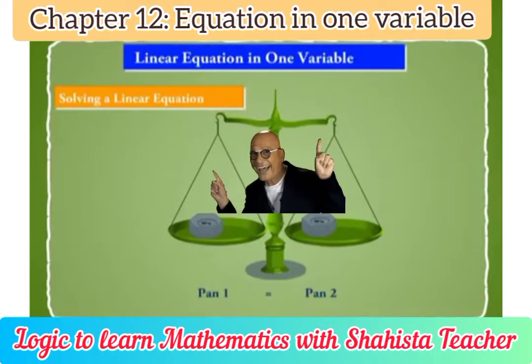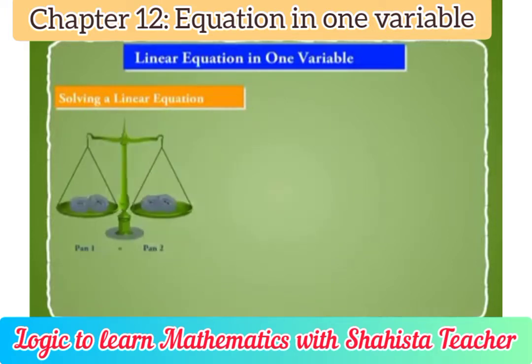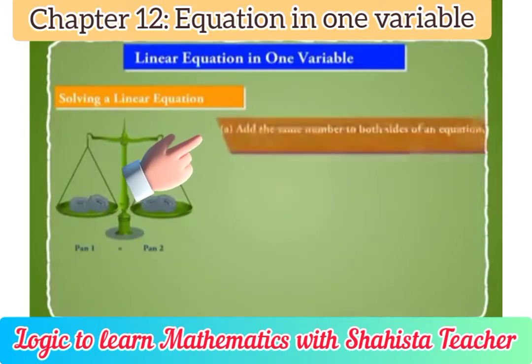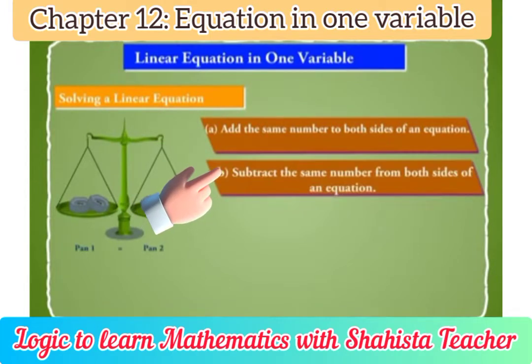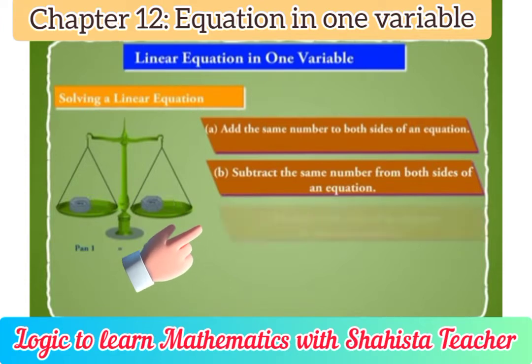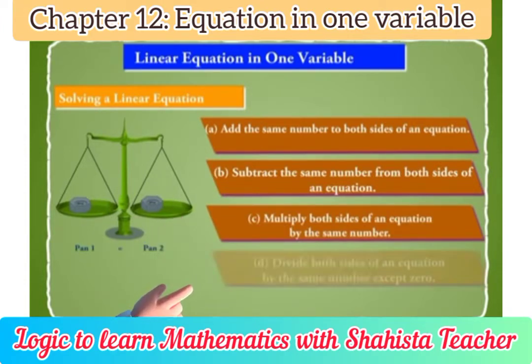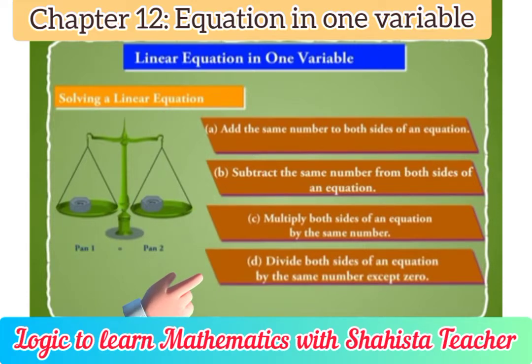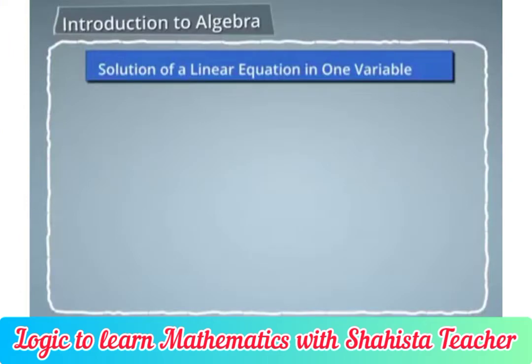Now, the same technique we have to use while solving a linear equation. First step is add the same number to both sides of an equation. Second is subtract the same number from both sides of an equation. Third is multiply both sides of an equation by the same number. And lastly, divide both sides of an equation by the same number except 0.